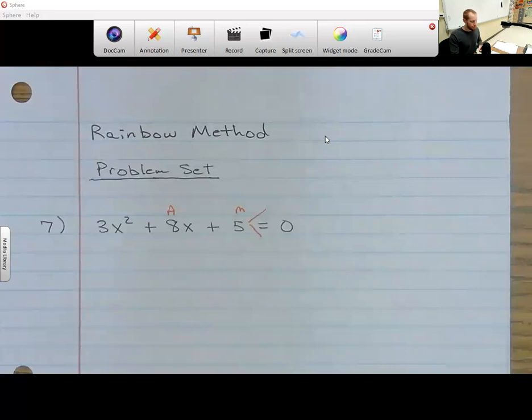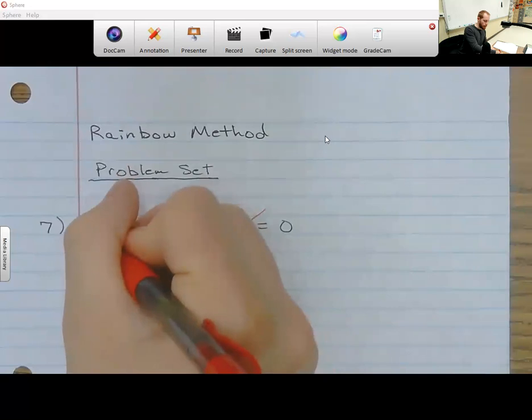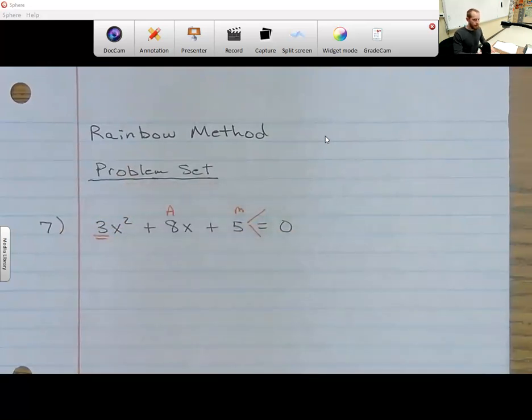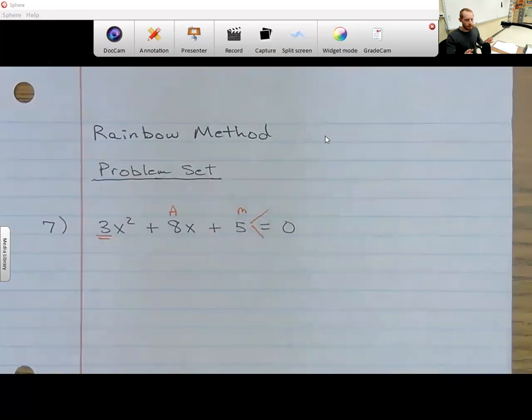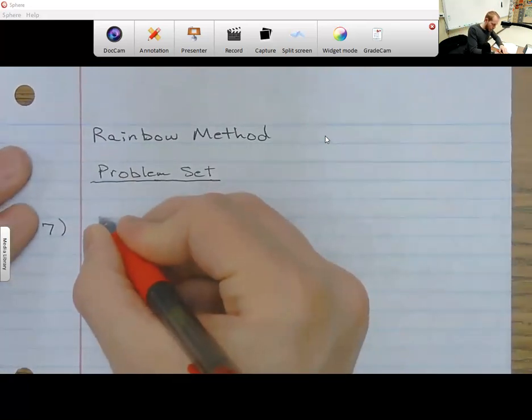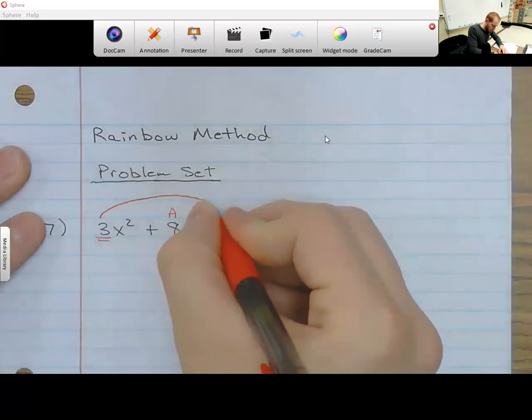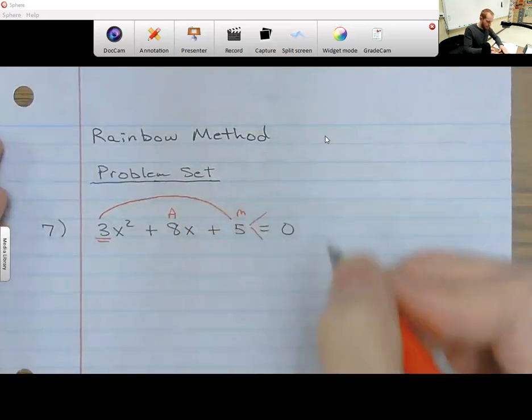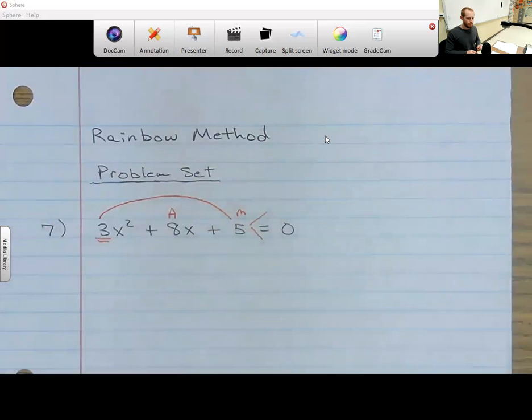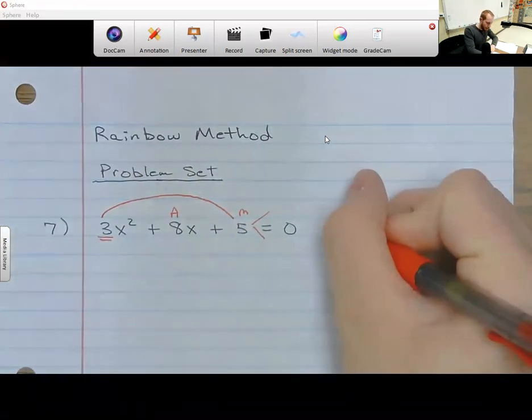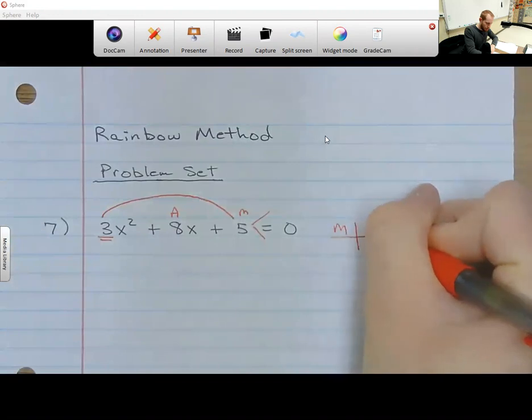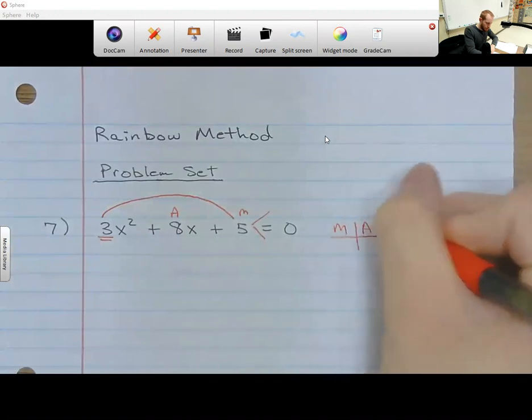So what really should tip you off is this number out in front, this 3 right here. That's going to tell you to use the rainbow method, because if I have any number other than 1 right here, I've got to draw the rainbow from the first number to the last number. So let's do that, from 3 to 5. And over here, I'm going to draw my MA chart so I can organize all this information.